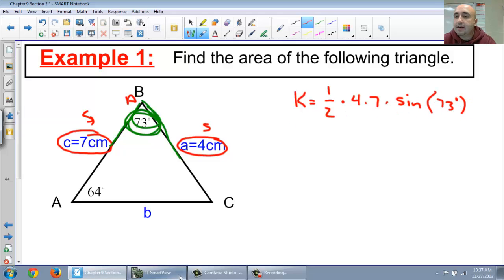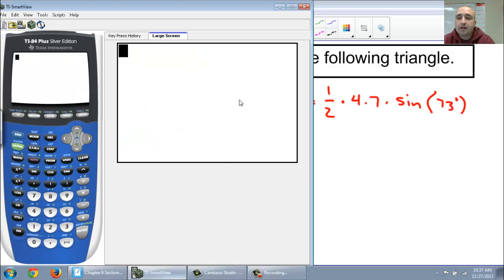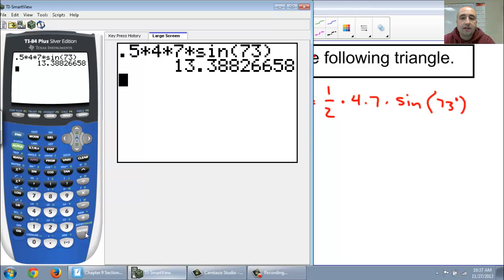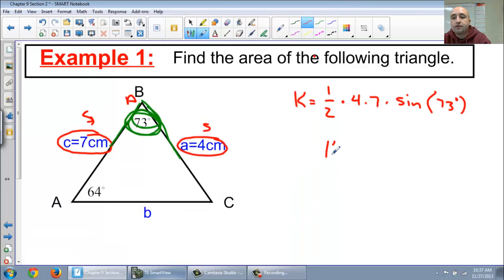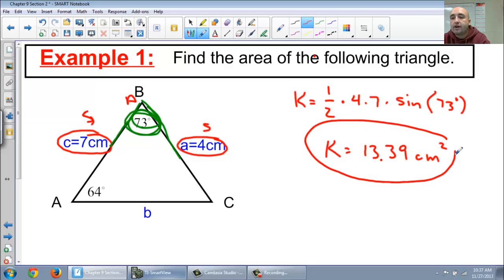All right, so now this is basically a calculator problem. You don't have to do this by hand. So I'm going to go to my calculator, and we're going to type in 1/2 or 0.5 times 4 times 7 times the sine of angle 73. And I'm going to get an answer of 13.388. So K equals 13.388. I'm just going to round that to 13.39. And we're in centimeters, so remember, area is always squared. So 13.39 centimeters squared.